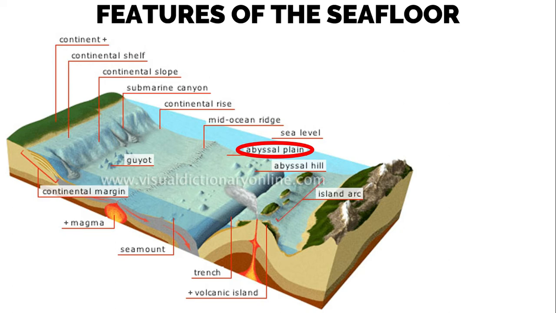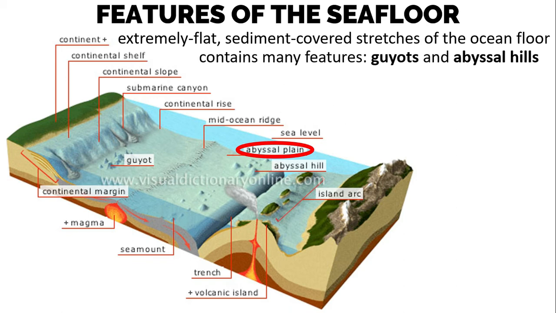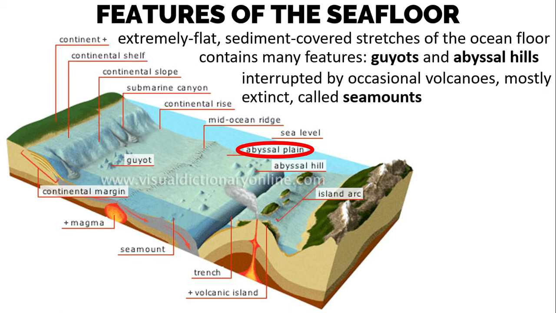Next, we have the abyssal plain. The abyssal plain is the wide area between the continental slope and the trench. It is extremely flat, sediment covered, and stretches off the ocean floor. It contains many features such as guyots and abyssal hills. It is interrupted by occasional volcanoes, mostly extinct, called seamounts. So later we will discuss them.